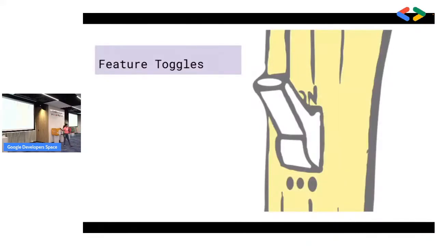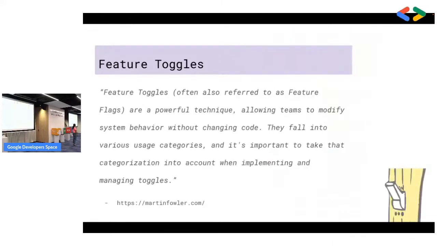So, also called feature toggles, feature switch, lots of different names. Feature toggles essentially are a technique where you can modify system behavior without changing the actual underlying code. Now, what does that mean? I will talk about that in just a second. But to read the definition here, they fall into various categories, and it's important to take that categorization into account when implementing and managing toggles. That's just Martin Fowler saying his stuff. But basically, the idea of a feature toggle is it's a simple switch in your code which lets you turn features on and off as and when you want.